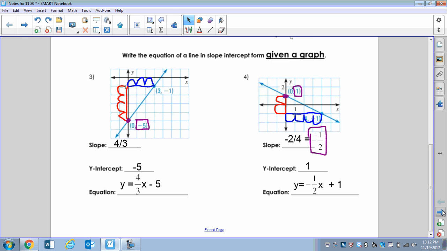All right. If you need to take time to get all of this copied down, just go ahead and pause the video right now and make sure that you get it all written down.